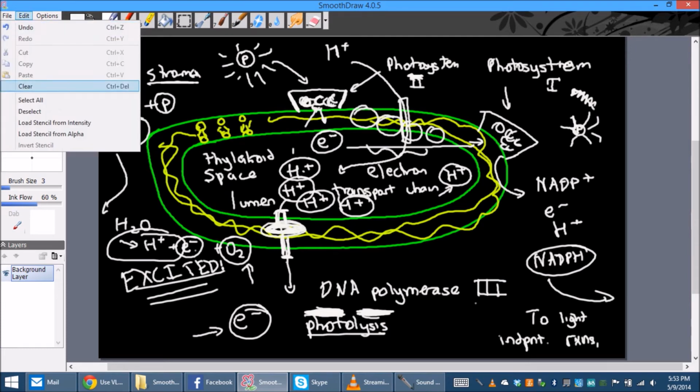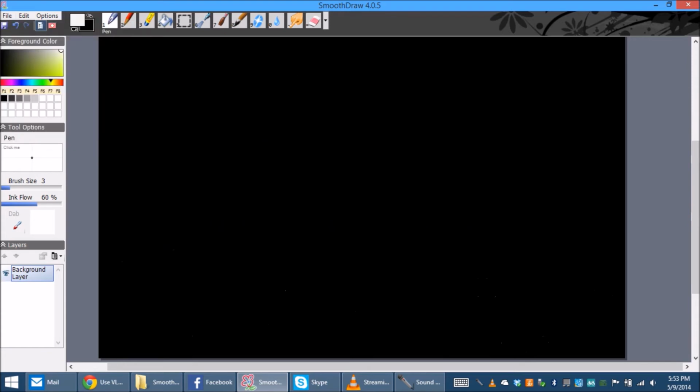Isn't that cool? You pour in water and you get out oxygen gas. So yeah, I forgot to mention that. So now let's go to the Calvin-Benson cycle.